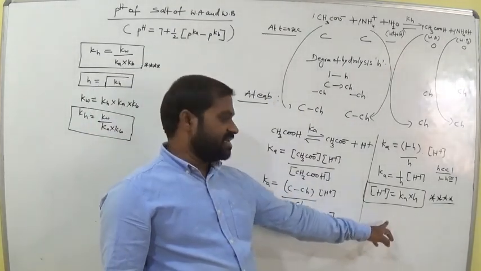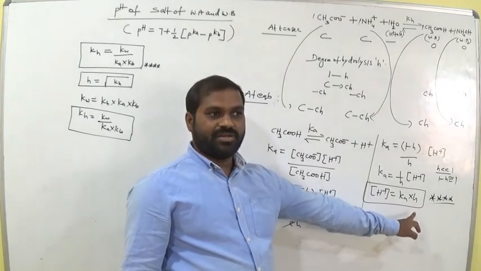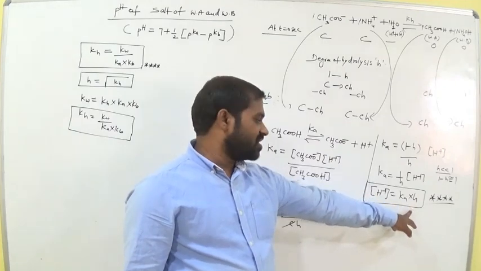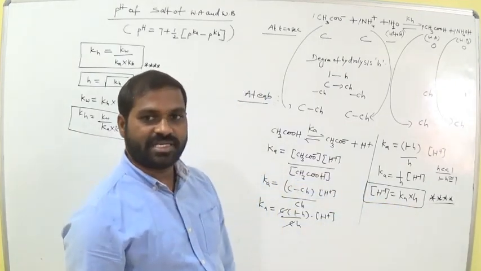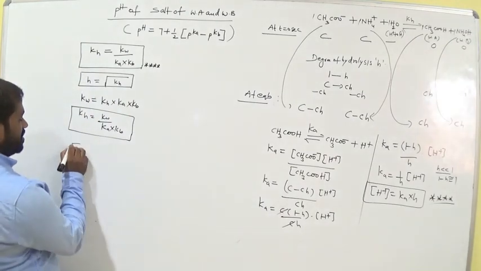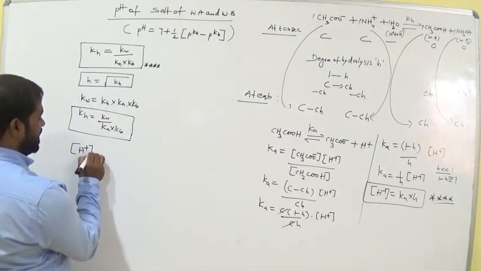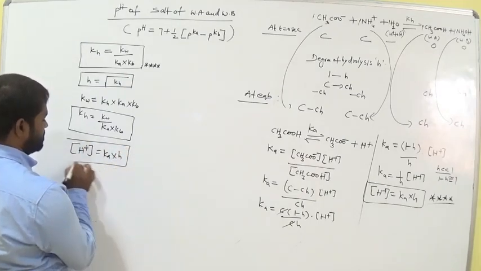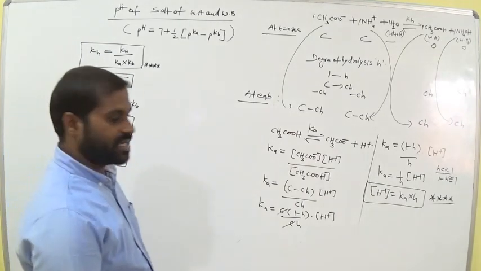The H plus ion concentration equals Ka into h, where Ka is the weak acid dissociation constant and h is the degree of hydrolysis. The next formula we get here is H plus equals Ka into h. Okay, clear?